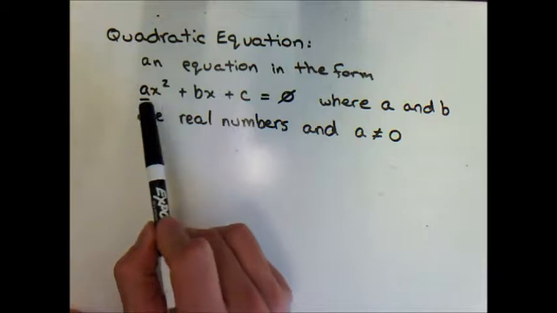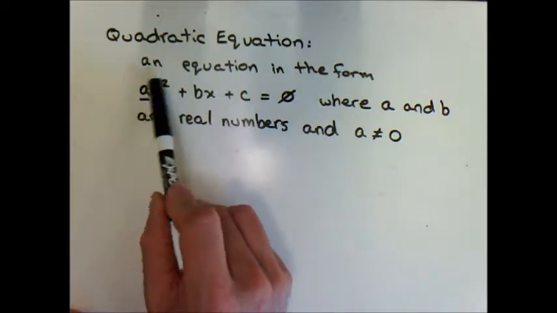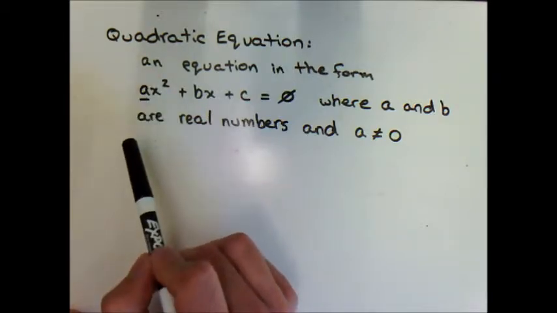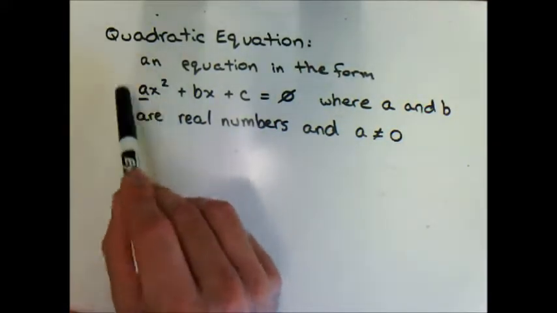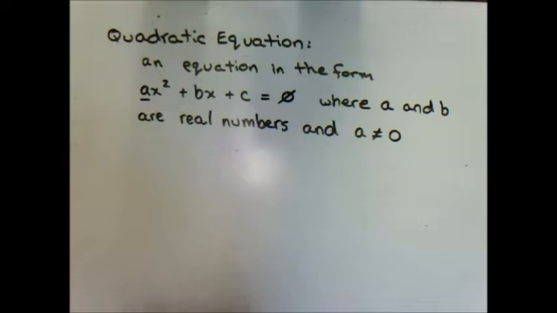So in a quadratic equation there is an x squared term, whatever the number is in front of it. We don't need to worry about it. It's a real number, but it can't be 0 because then it wouldn't be there at all. So there's a quadratic equation.